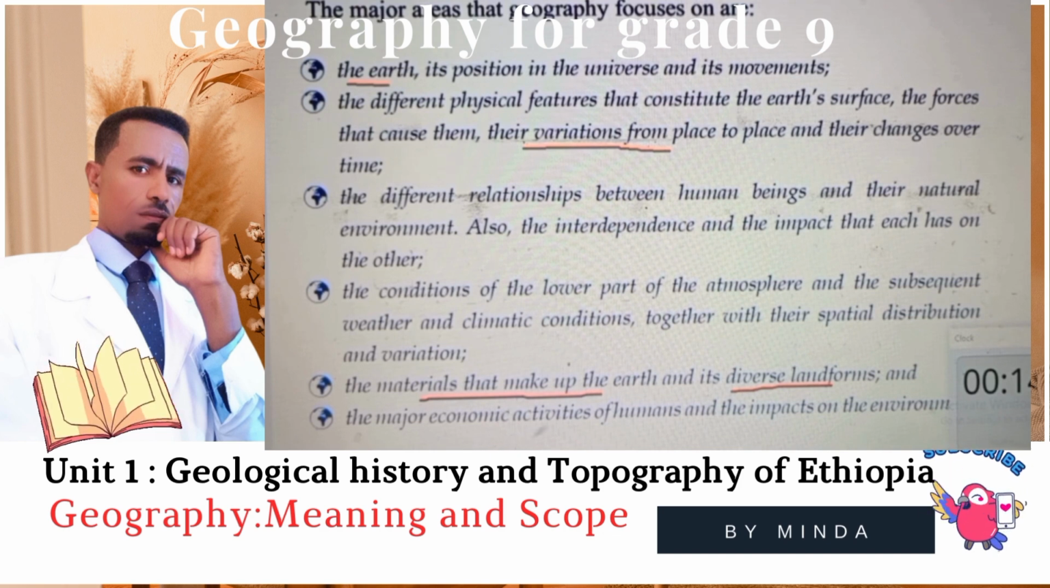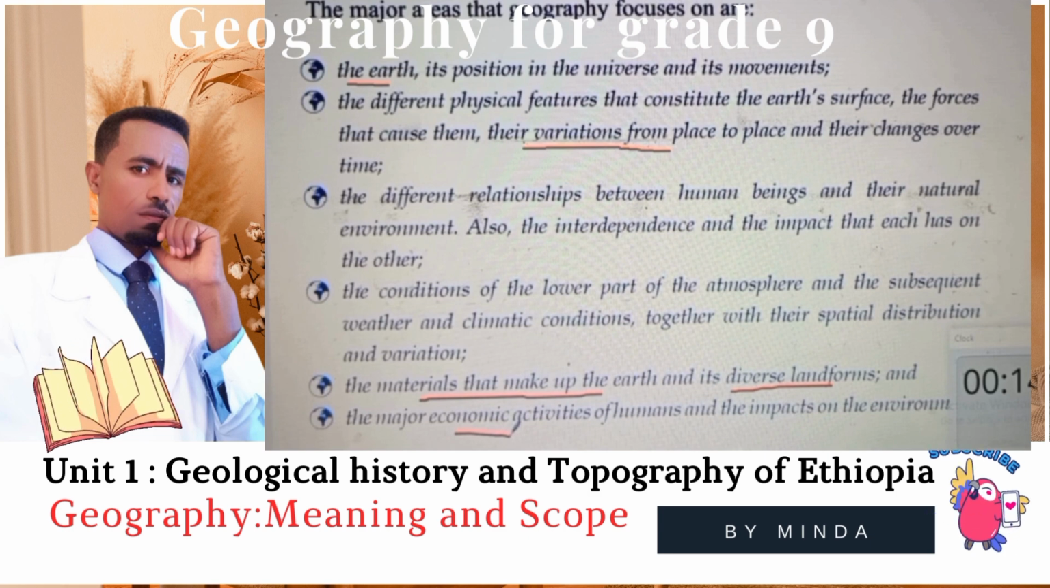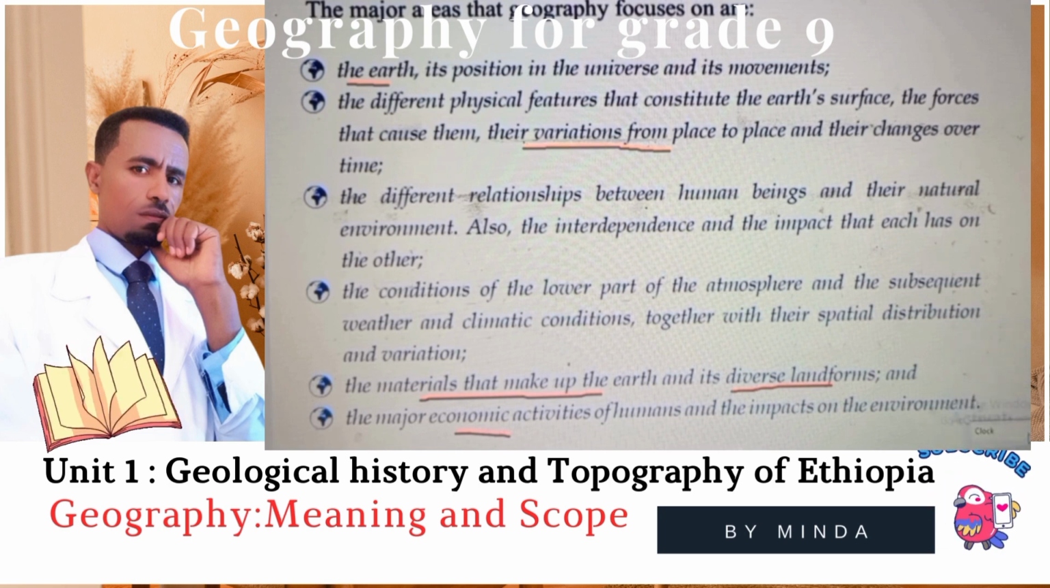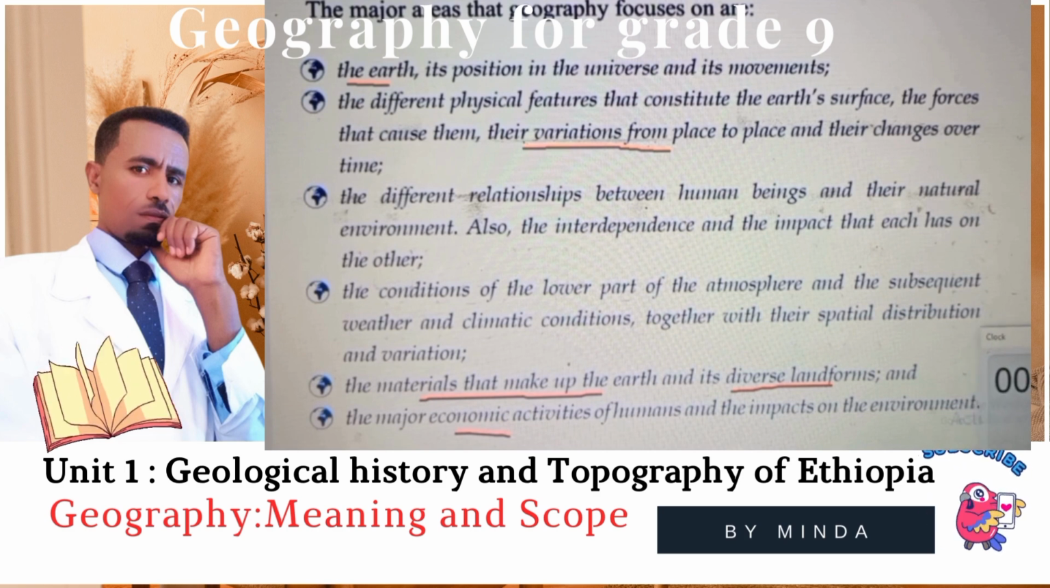The major economic activities of humans and their impacts on the environment are studied under the discipline known as geography. So these points are very important in geography. Why? Because geography focuses on these areas.